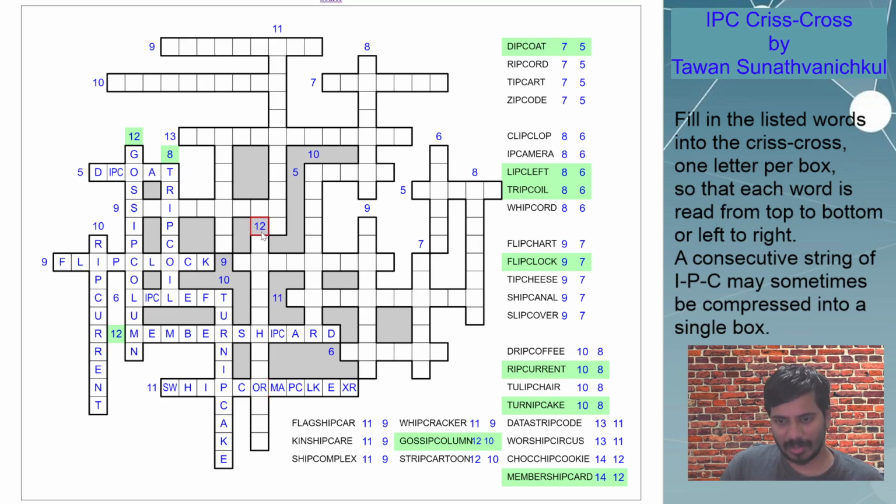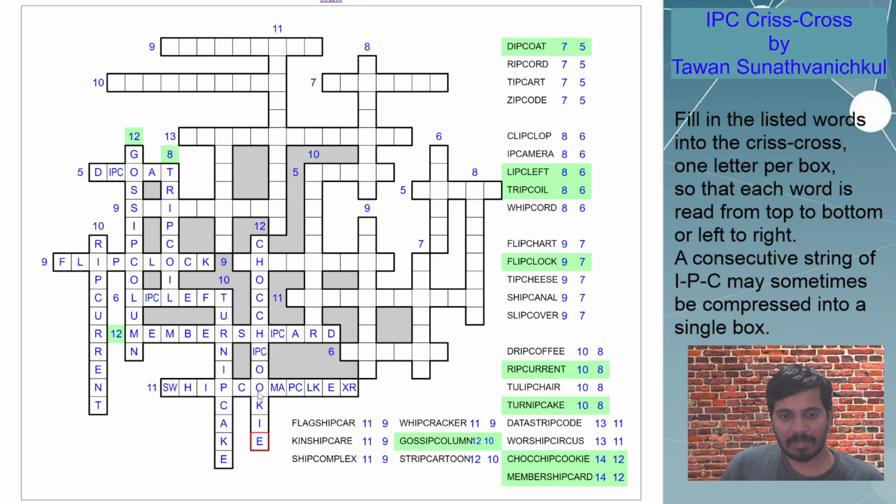The 12 letter word, only two are left, and we need H in the sixth position. But I can quickly see that strip cartoon does not even have this letter H. So I know that it has to be chalk chip cookie. I also know that it needs to be compressed. So chalk chip IPC. So I know now that it has to be O here, and let's complete the rest.